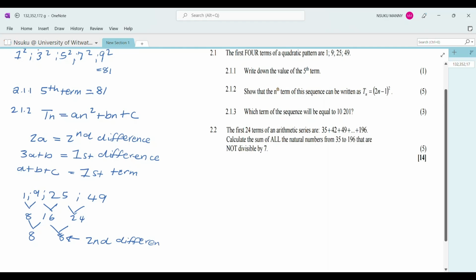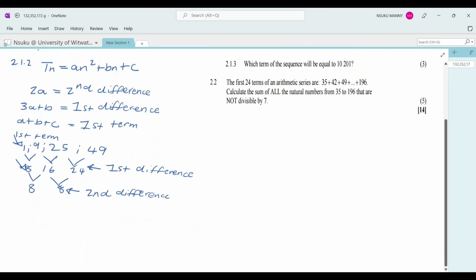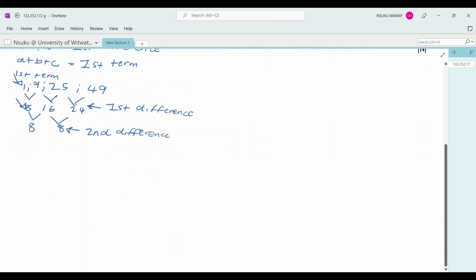Our second difference is always constant, so it's always the same, whereas our first difference, which is this one right here, is not constant at all. Sorry, I'm pointing at 24. The answer is supposed to be this one. This 8 right here is our second difference, and obviously this is our first term. I'm sorry, this is quite a mess. Okay, so let's work with that.